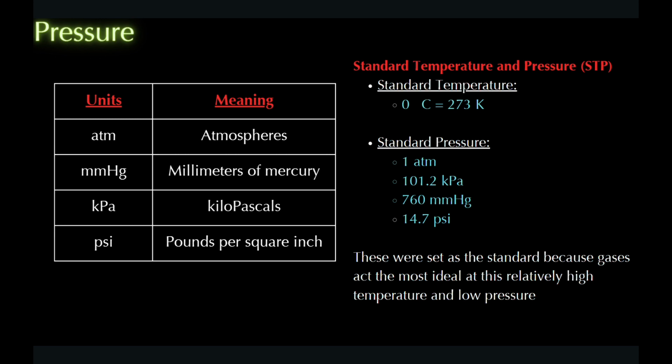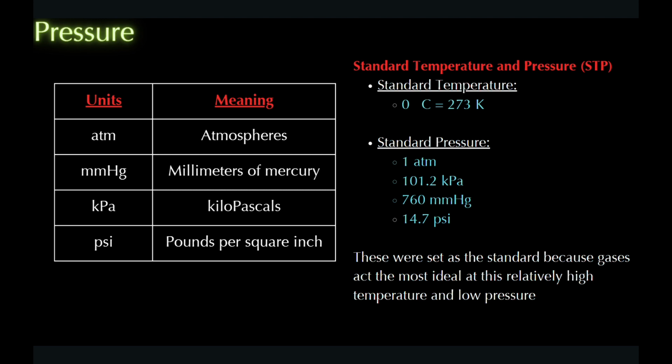Now, we also have something called standard temperature and pressure, or STP. STP is something we use quite a bit throughout this entire discussion of gases. Our standard temperature is 0 degrees Celsius, which is 273 Kelvin. Our standard pressure is 1 atmosphere, or 101.2 kPa, which is also 760 mmHg, which is also 14.7 psi. All of those are the standard pressures that we use. Most often we are going to use 1 atmosphere as our standard.